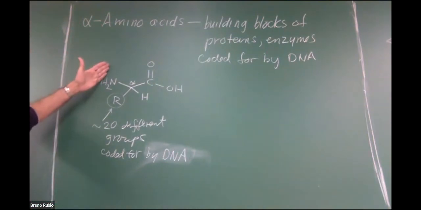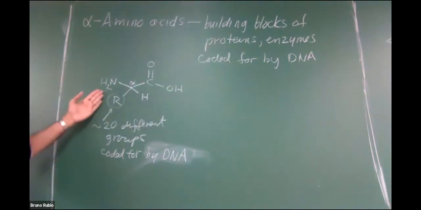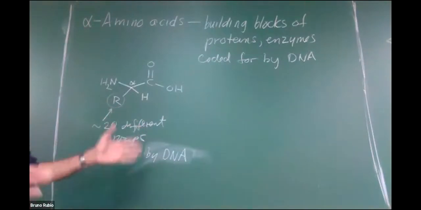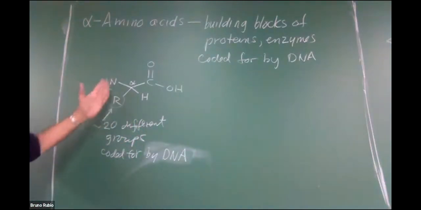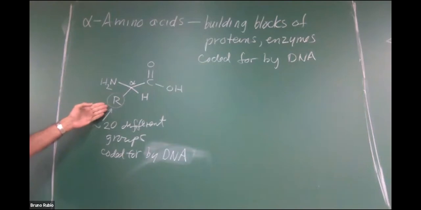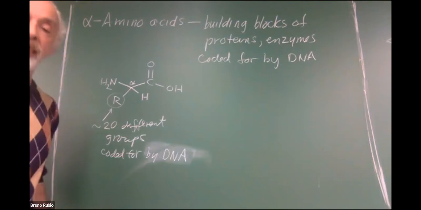So when we're talking about alpha amino acids, we're talking about a carboxylic acid that has the amino group on the alpha carbon. What's the alpha carbon? The alpha carbon is the carbon next to the carboxylic acid carbon. And this alpha carbon can be substituted by about 20 different groups. Okay, so that's what an alpha amino acid is.